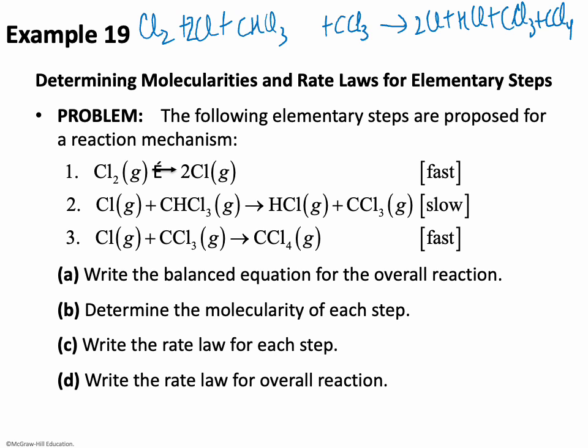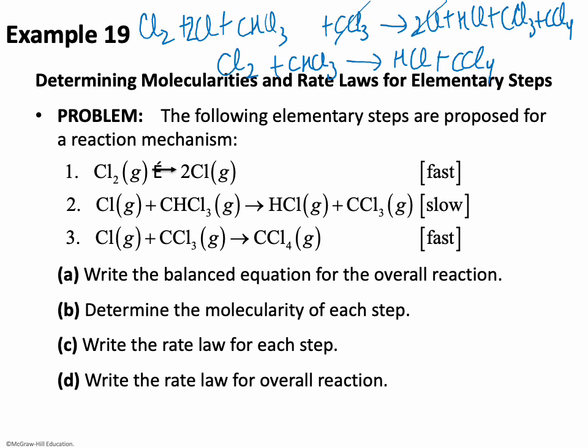Now we cancel everything that's common. For example, this is 2Cl, this is also 2Cl. Reactant side, product side, you cannot have the same species on both sides of the arrow, so they cancel each other out. CHCl3 here, CHCl3 is nowhere else to be found. CCl3 here, CCl3 on this side as well, which means this also cancels out. So the overall reaction is Cl2 plus CHCl3 gives us HCl plus CCl4.